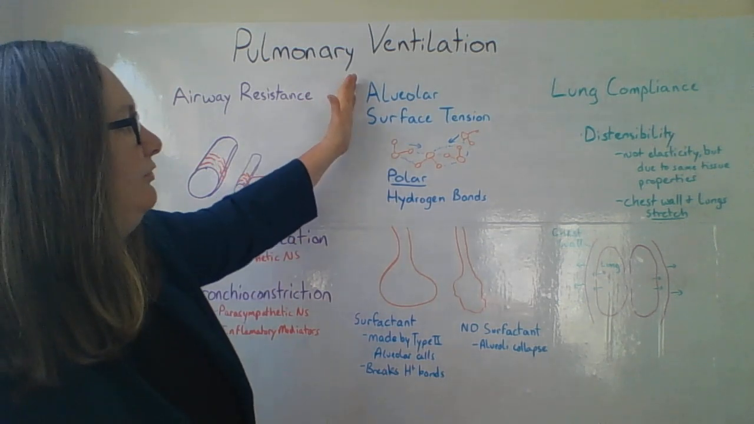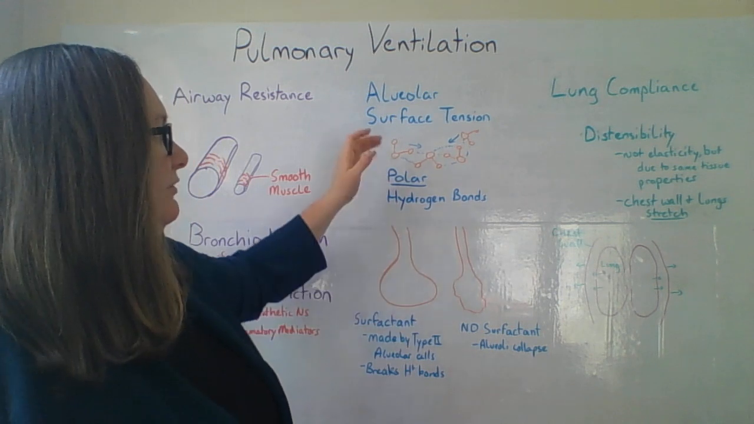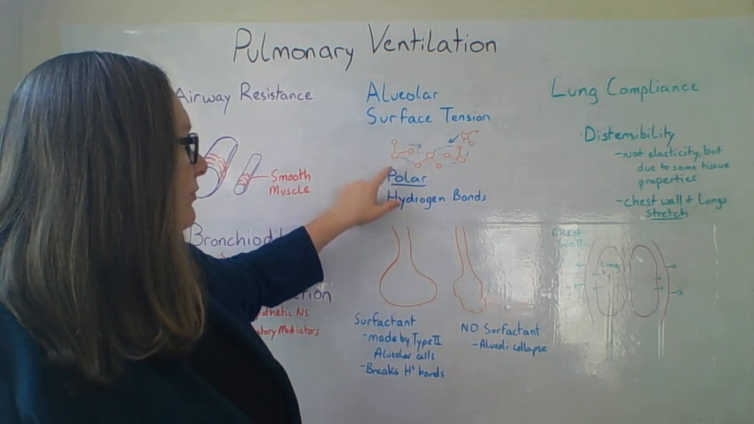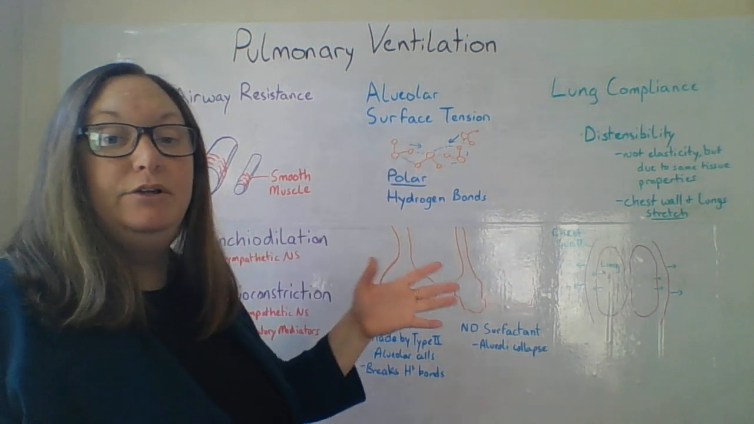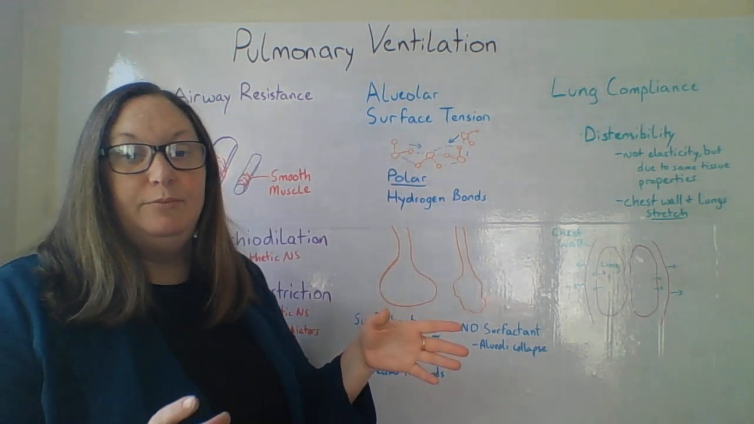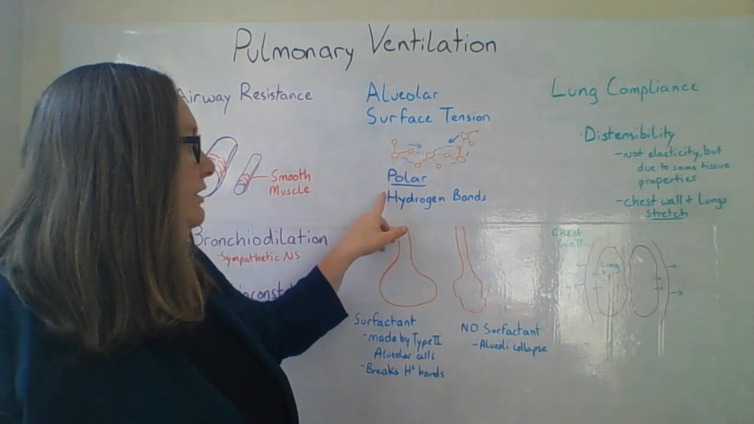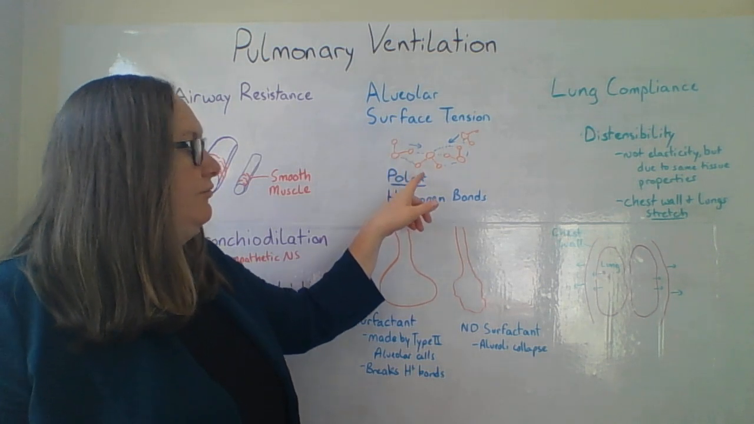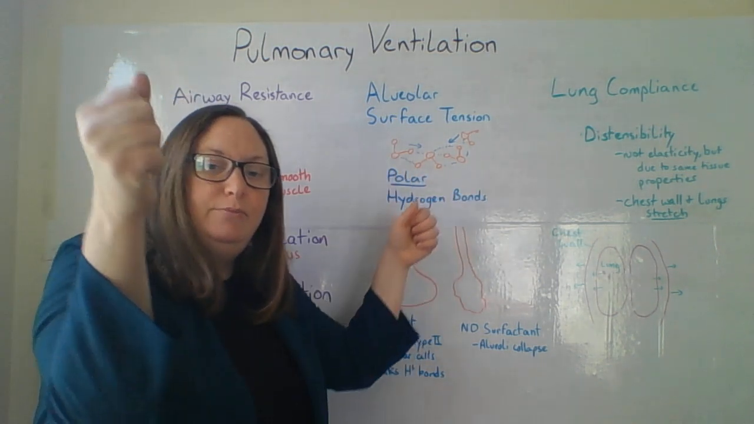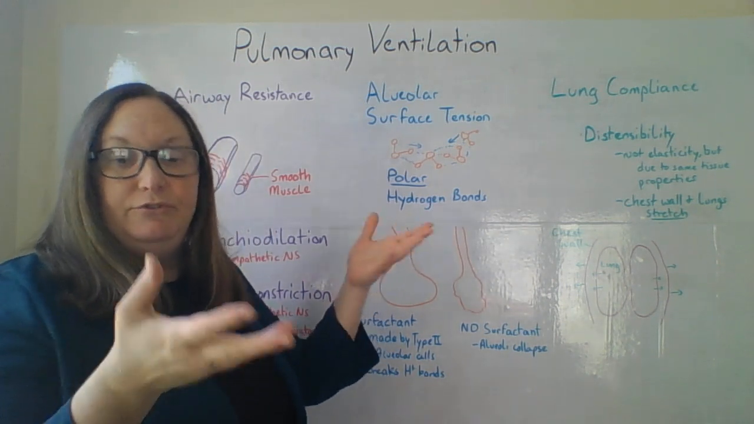All right, alveolar surface tension. We talked about this in our Zoom session the other day. How we have water, oxygen, and two hydrogens. It's a polar molecule. If you want to look this up in the textbook, it's back in chapter 2. So it's a polar molecule, and I drew these little dashes here. Those are the hydrogen bonds. What the hydrogen bonds do, they hold it close. You get that surface tension. You see surface tension in water, right?